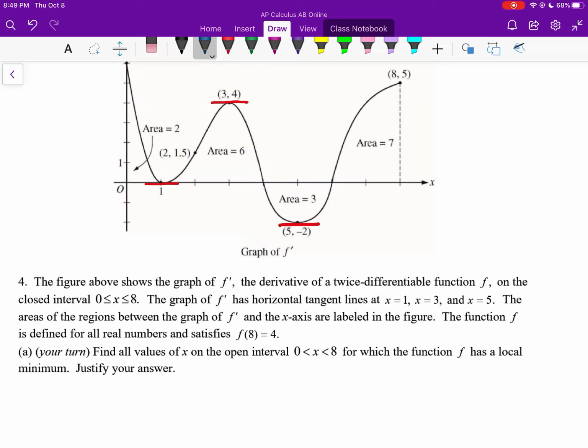Welcome back. This point over here is the point where f prime, the derivative of the function of interest, changes from negative to positive. We're trying to find where f has a local minimum, which means we're trying to find where f prime changes from negative to positive. And that's going to happen at x is equal to 6. That is the only value where that happens.